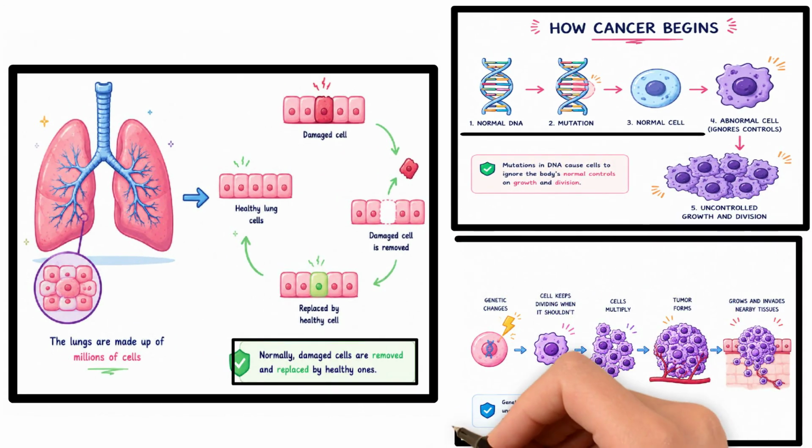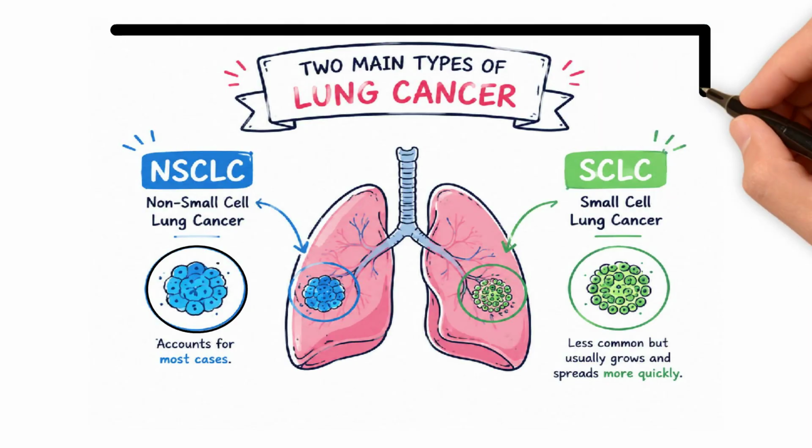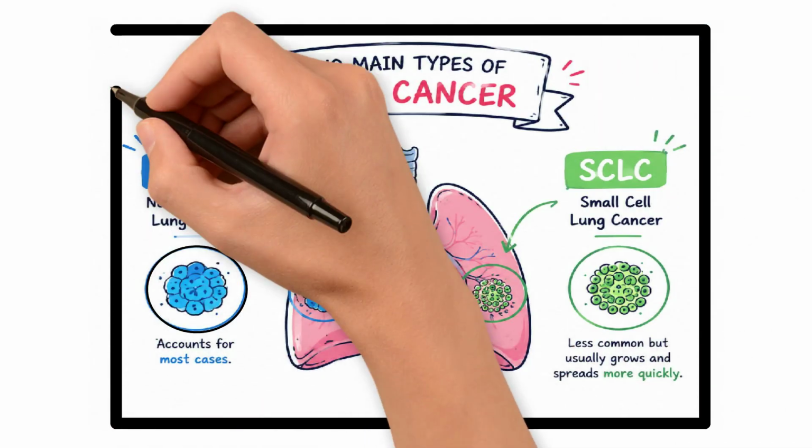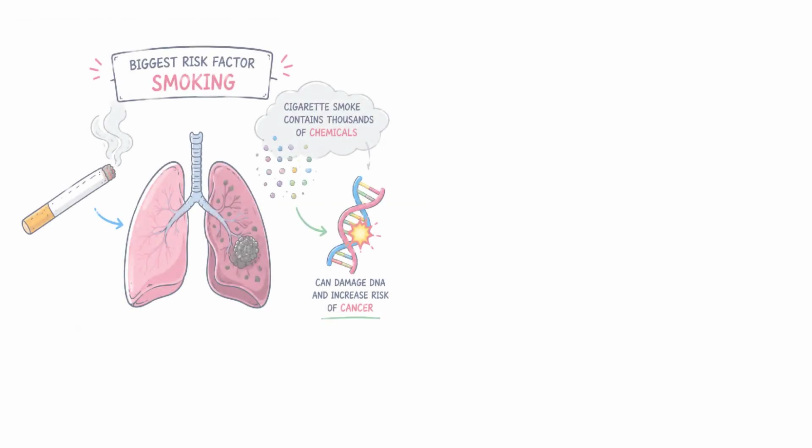There are two main types of lung cancer. The first is non-small cell lung cancer, NSCLC, which accounts for most cases. The second is small cell lung cancer, SCLC, which is less common but usually grows and spreads more quickly.